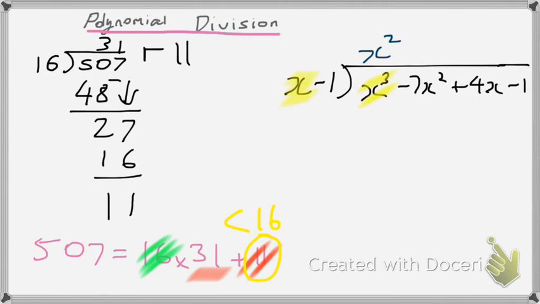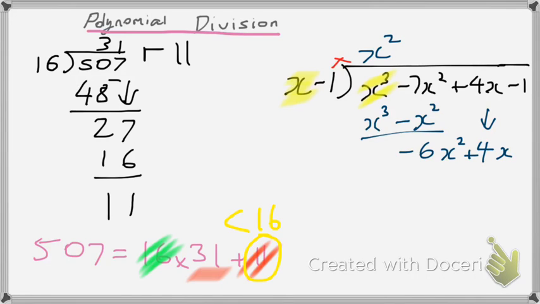And then I multiply through. So I multiply through the divisor by x squared. So that gives me x cubed minus x squared. Subtract, so they go away. Minus minus is plus, so I get minus 6x squared, and then I drag everything down. So plus 4x plus minus 1. You don't have to drag the minus 1 down yet if you don't want to.